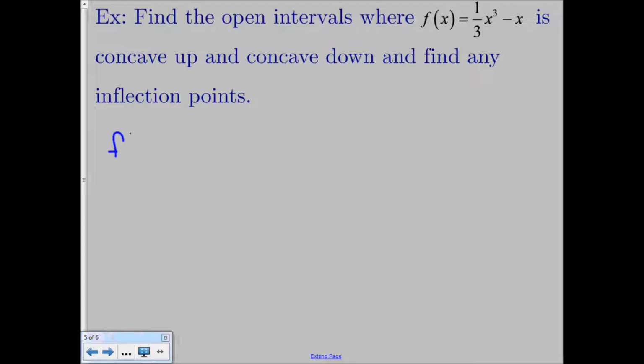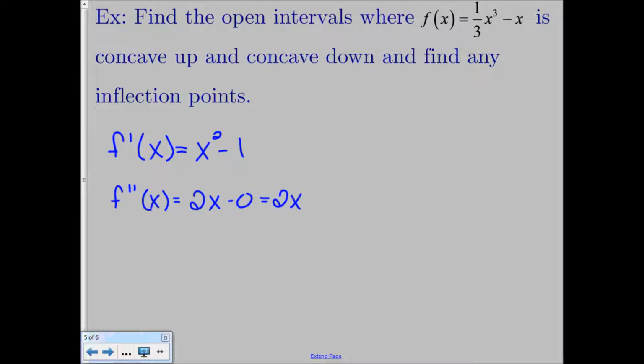So the first derivative of this is really easy to find since we just have to use our power rule. Bring that exponent of a 3 down, it'll cancel with the 1/3, and we're going to get x squared minus 1. And then taking our second derivative, we're going to get derivative of x squared is 2x minus 0, or just 2x.